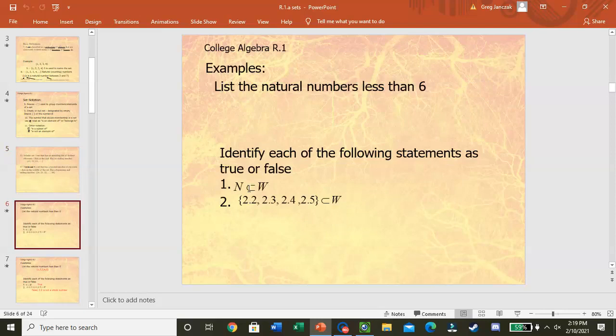Okay, example. So this is where you're going to write in your notes. I didn't put the answers down there yet. List the natural numbers less than 6. So natural numbers, what are they? Counting numbers, right? So natural numbers are counting numbers. So natural numbers, counting numbers less than 6. What would that be? 1, 2, 3, 4, 5. Good.